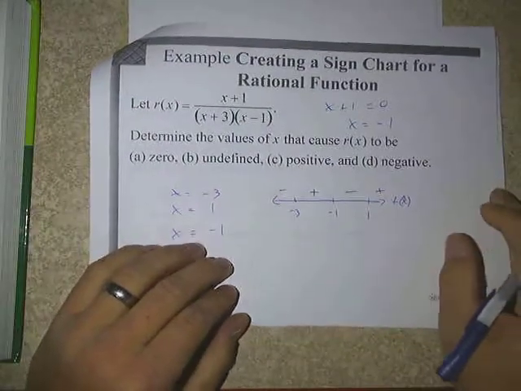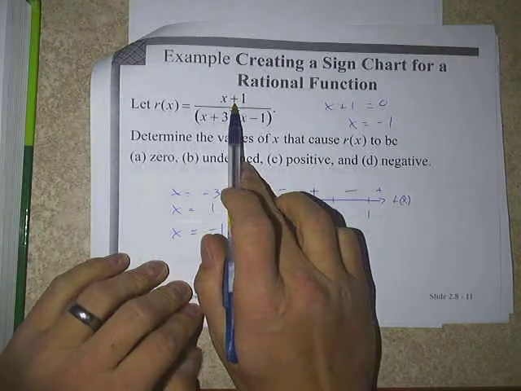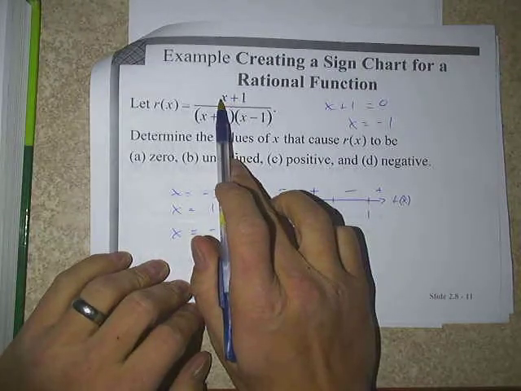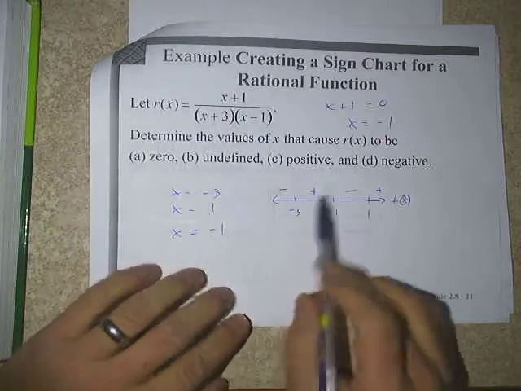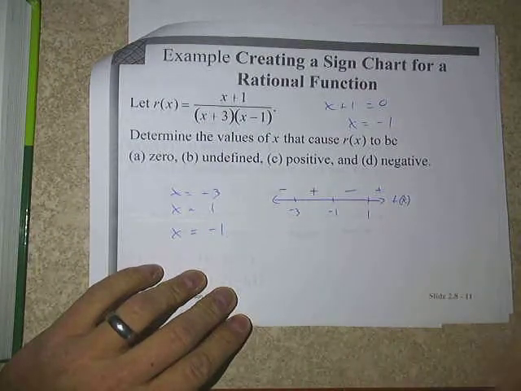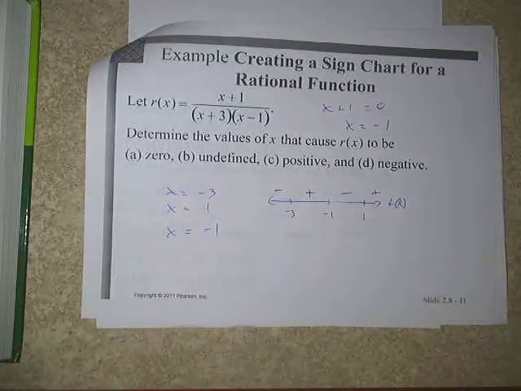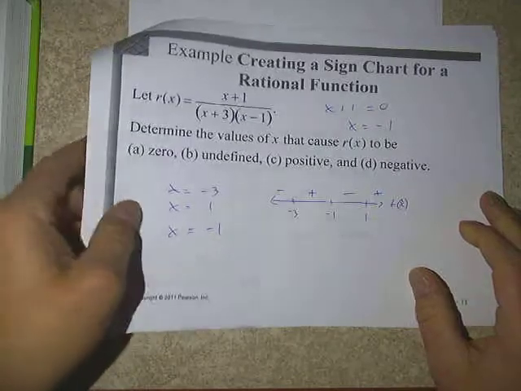Shelley? What's the 0 in the, say it again? Well, what would make it 0 is just the top number that makes the top equal 0. So -1 would be your 0. Undefined would be the 2 discontinuities. And then, of course, the positive and negative is right here on the chart. Okay, good.